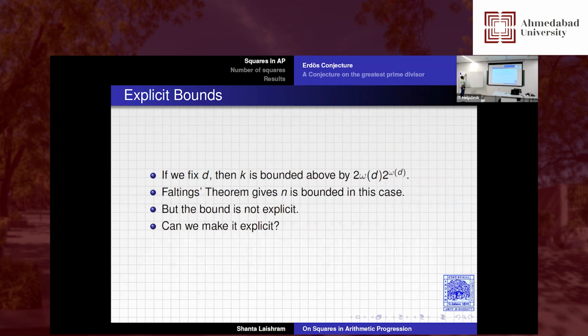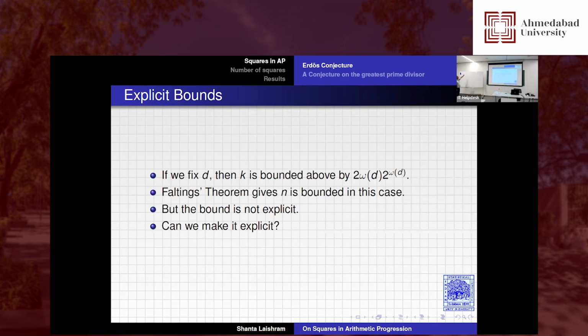So n like this, x plus d, x plus k minus. If d is fixed, k is bounded. So take any k less than that number, then it becomes just a polynomial. Then Faltings' theorem tells you that n is bounded in this case.